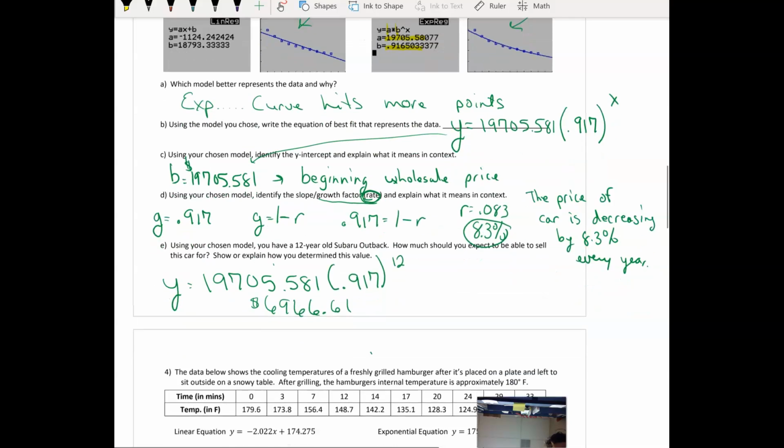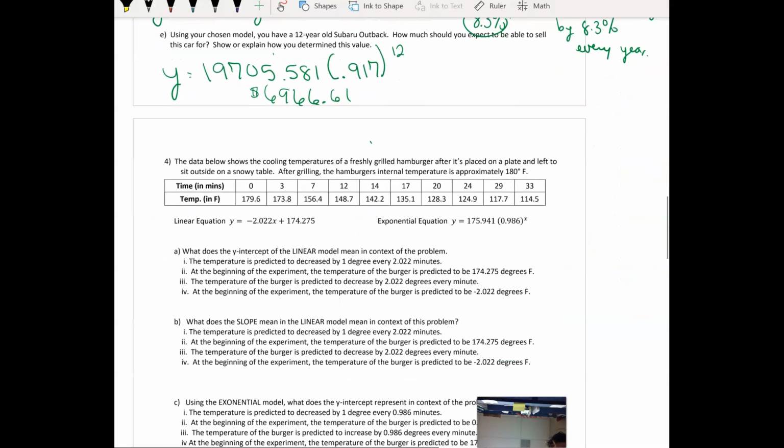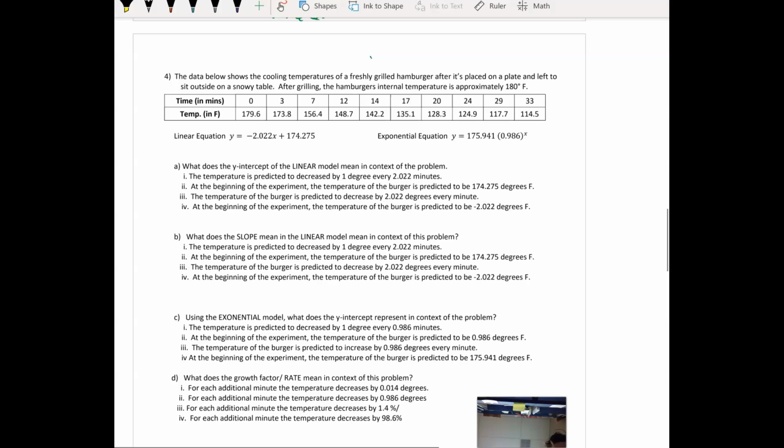All right, I think this is the last question. So in the showcase of learning, this was about a cup of coffee. Now we're putting a hamburger in the snow. So we grill a hamburger and then we put it out in the snow, and what should happen? Well, the temperature of the burger should be going down. And this time they wrote our two equations. We've got our linear and our exponential, and we're just going to go through and answer the multiple choice.